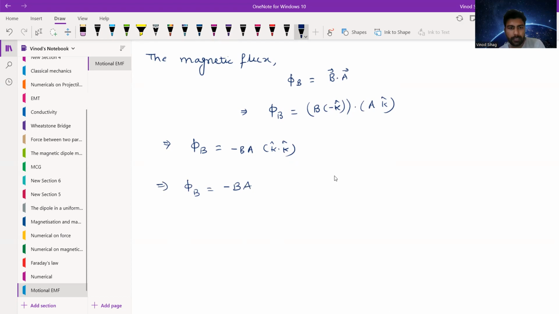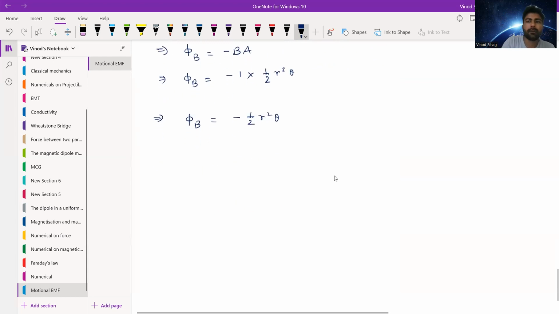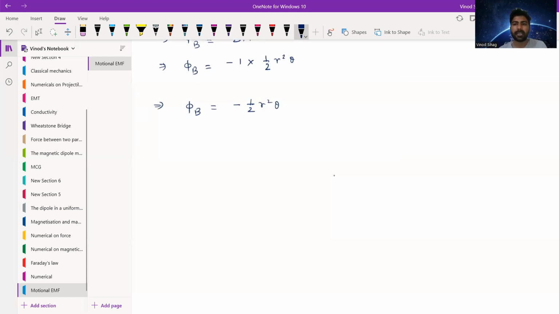And if we place the values, the value of B is 1, and the value of A depends on theta. Sorry, it is not theta square, it is theta only: half theta r square. Now the equation becomes phi B equals to minus 1 by 2 r square theta. Now we will apply Faraday's law of electromagnetic induction.